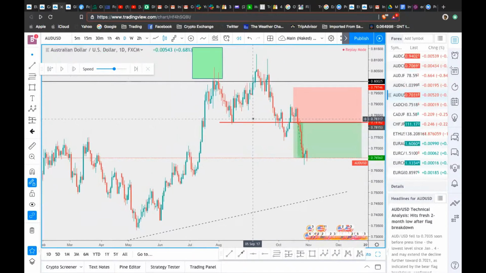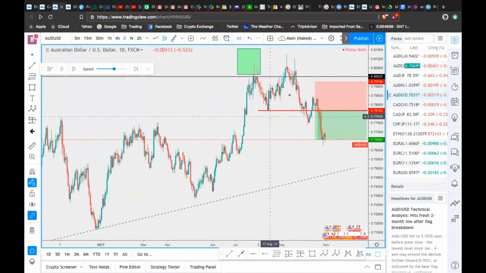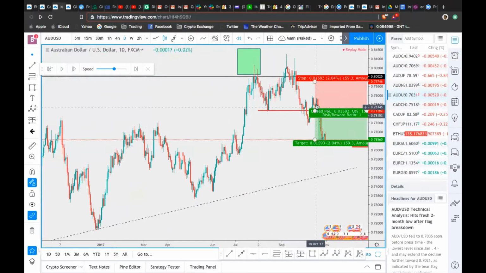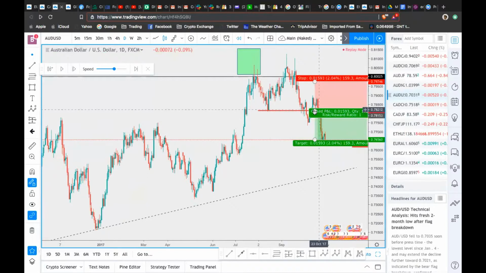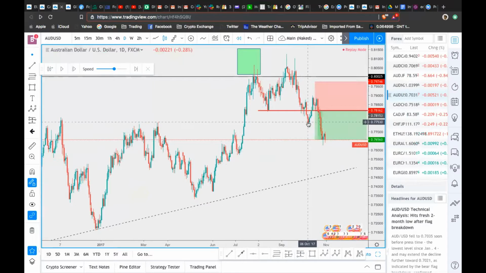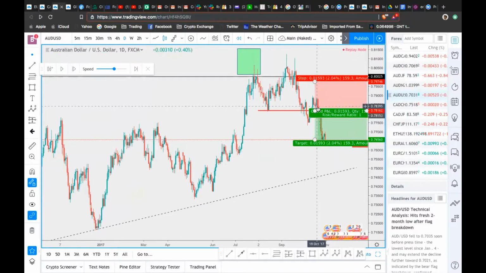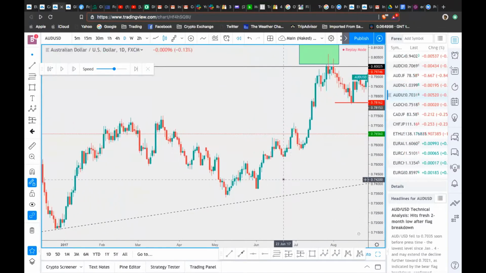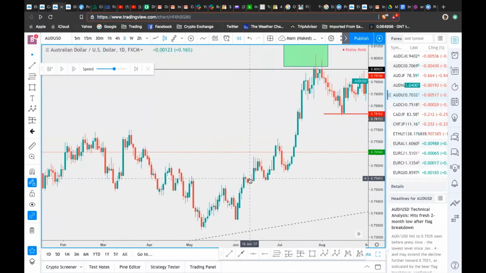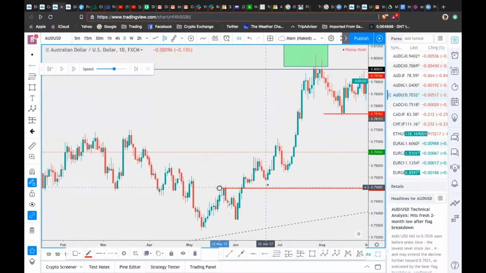Just using even support and resistance. It broke this support and retested it as resistance on the other side, and fell. It broke this floor, retested it as a ceiling, and fell. Even right here, it broke this ceiling, retested it as a floor right here in this zone.